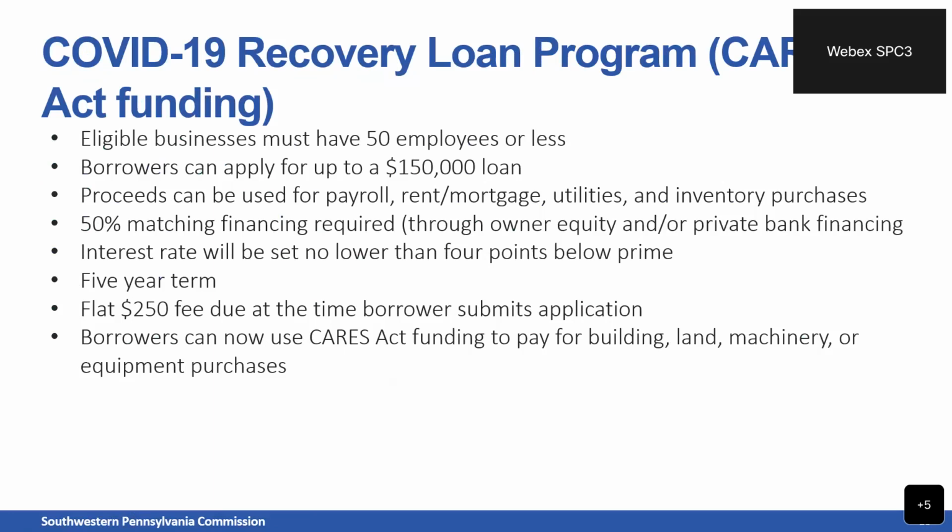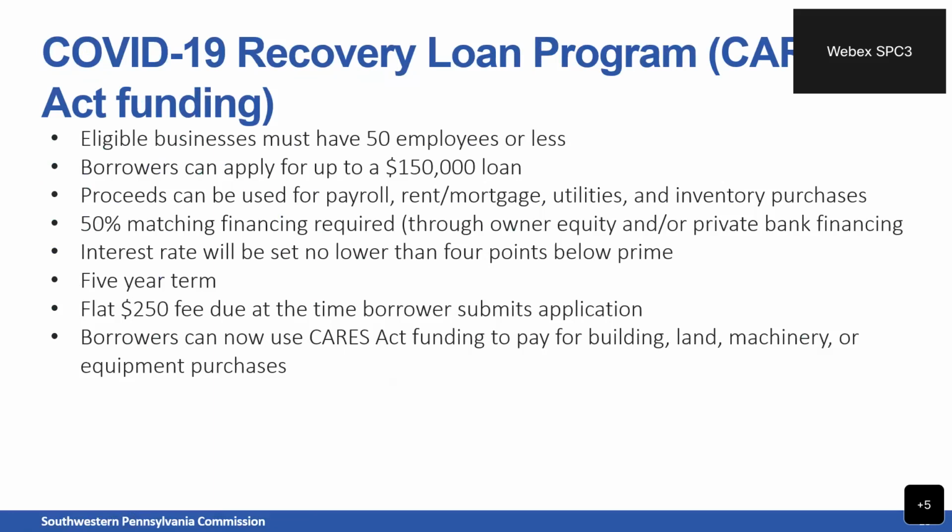The proceeds can be used to pay for payroll, rent, mortgage, utilities, inventory purchases, things like that. Now, we do have 50% matching financing required through a combination of owner equity and private bank financing. So again, we're taking a look at that structure of 10% from the borrower, 90%, 45% from SPC, 45% from the bank. So 45, 45, 10, okay?